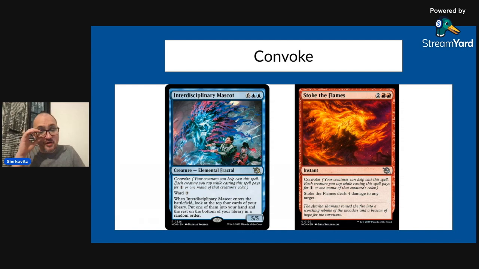Next ability is Convoke, but this time it's weird because normally we're used to Convoke being in white-green, and this time Convoke is actually in blue-red, which is interesting. So here we have Interdisciplinary Mascot. That's a 6 blue elemental fractal. It's a 5/5 with Ward 3, and it has Convoke. And when it ETBs, you look at the top 4 cards of your library, put one of them into your hand, and the rest on the bottom of your library in a random order.